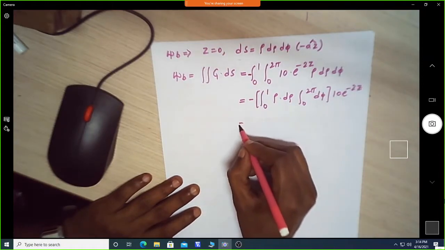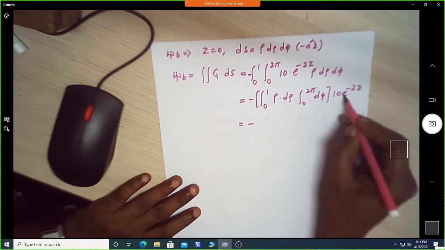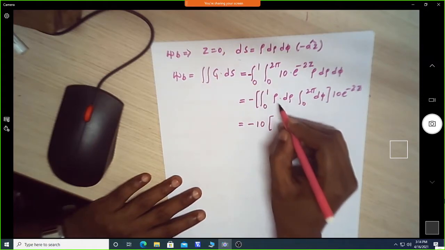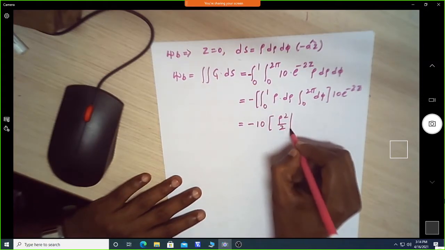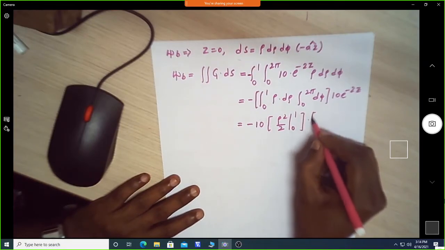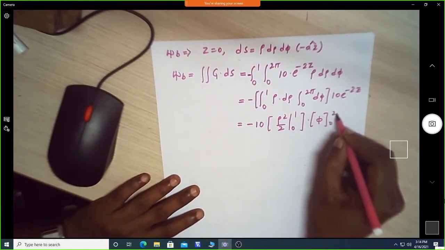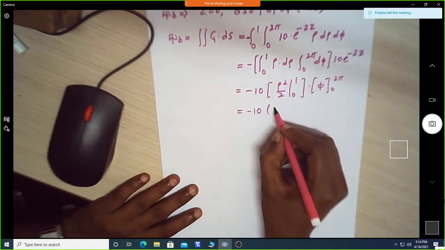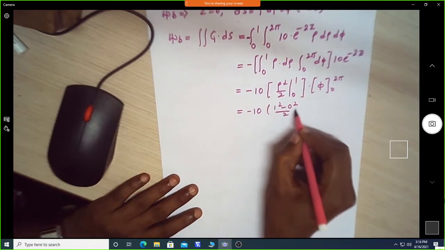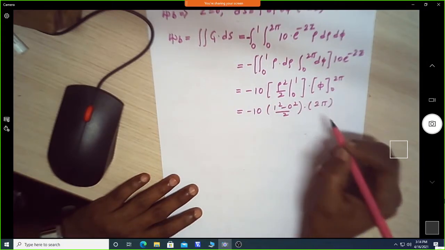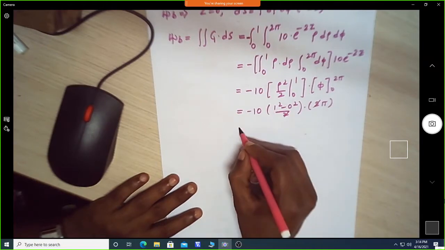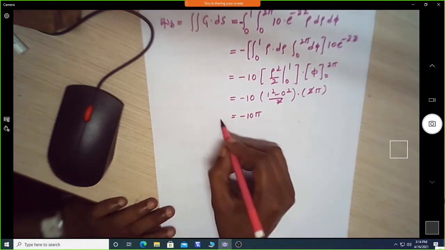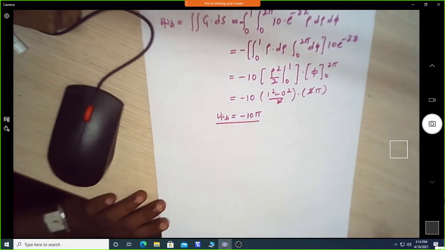So now z is 0, which means we can put z equal to 0, and this e power 0 will become 1. So minus 10 into, this will become again rho square by 2 from 0 to 1, and this will be phi from 0 to 2 pi. Now if I substitute the values, it is (1 square minus 0 square) divided by 2 into 2 pi. So the 2s will cancel each other, and you will get minus 10 pi. This is the flux from the bottom surface.